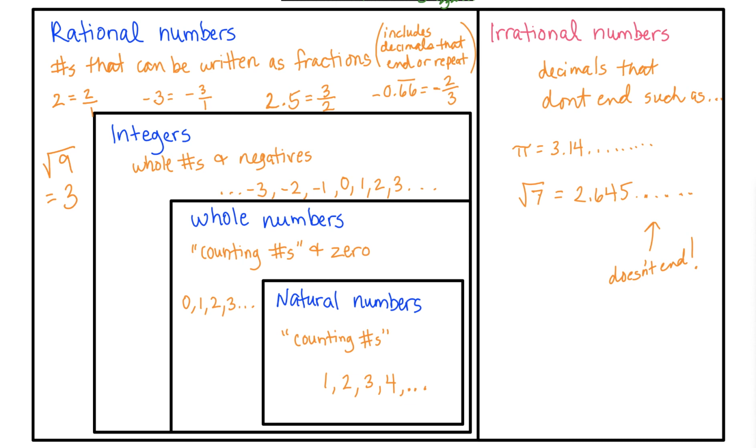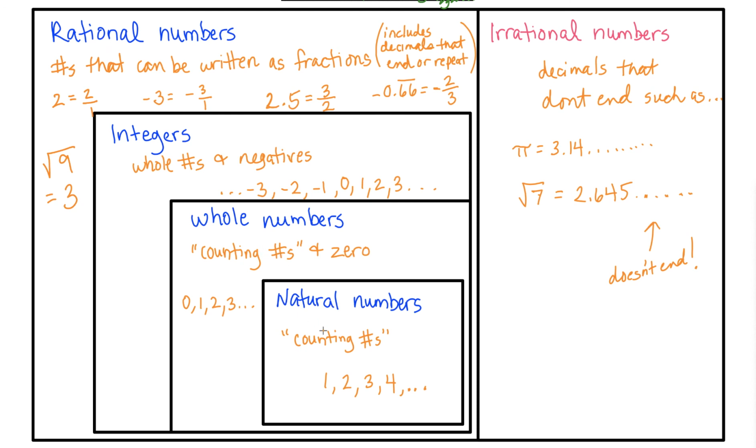There are 2 types of real numbers: rational numbers and irrational numbers. Inside of rational numbers, there are integers, whole numbers, and natural numbers. A natural number is a whole number, is an integer, is a rational number, is a real number. A whole number is an integer, is a rational, and is a real number. An integer is a rational number and a real number. And a rational number is a real number.